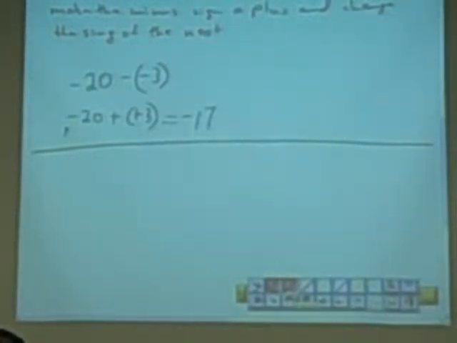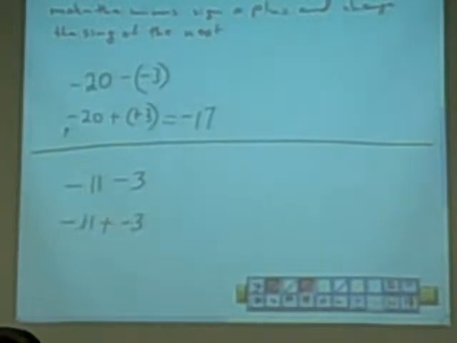Alright, well let's say that we have negative 11 minus 3. Now, what do we get here? Now you can apply the property of subtraction if you like. You don't have to. But if it helps you see it better, then let's apply the property of subtraction. We're going to make the minus sign a plus, and then change the sign of the next term, right? So it's the same thing mathematically.